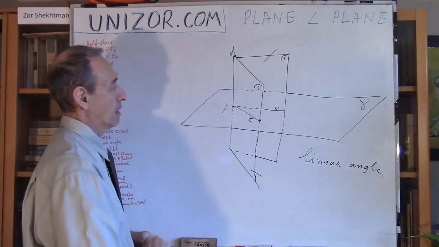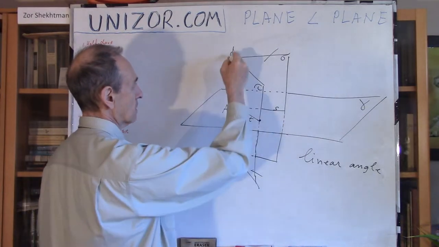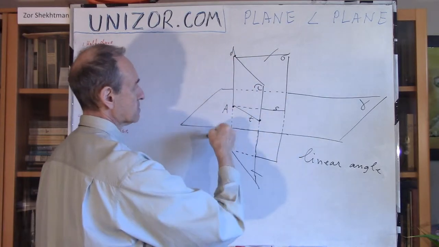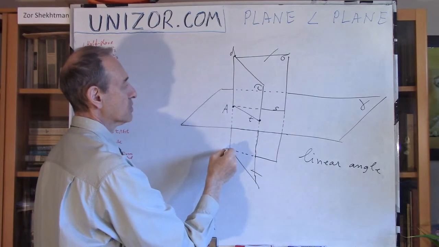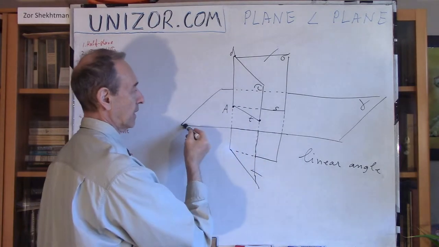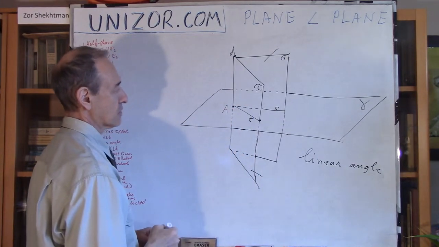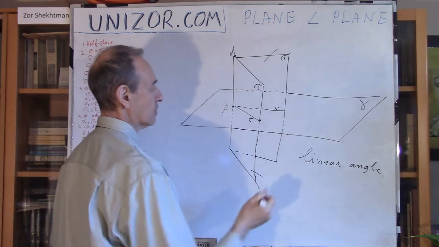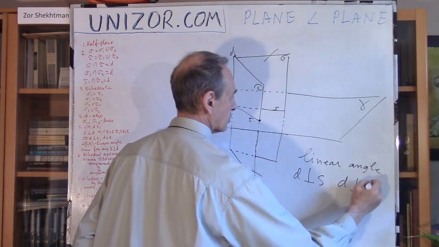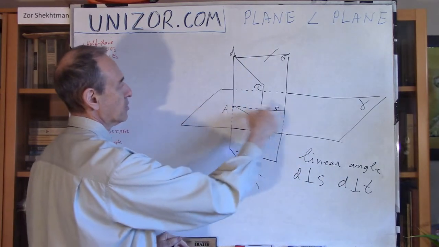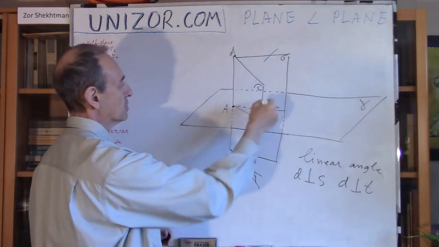Now, what's interesting is that since plane gamma is perpendicular to the edge D, D would be perpendicular to any line on the plane gamma which passes through the point of intersection A, which means D is perpendicular to S and D is perpendicular to T. So this is a perpendicular, and this is a perpendicular. So D is perpendicular to both of them.